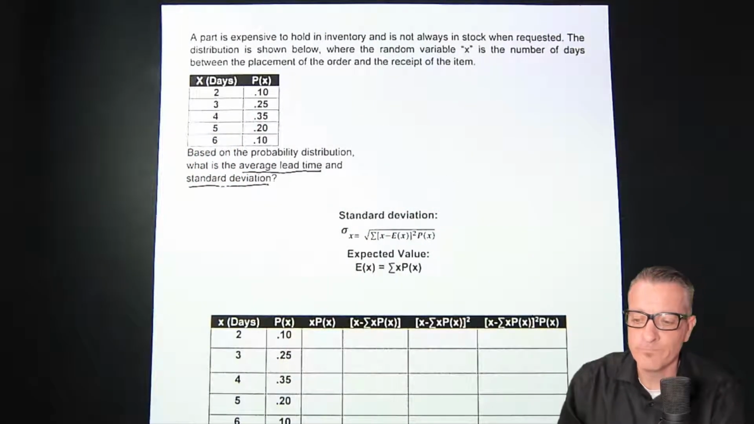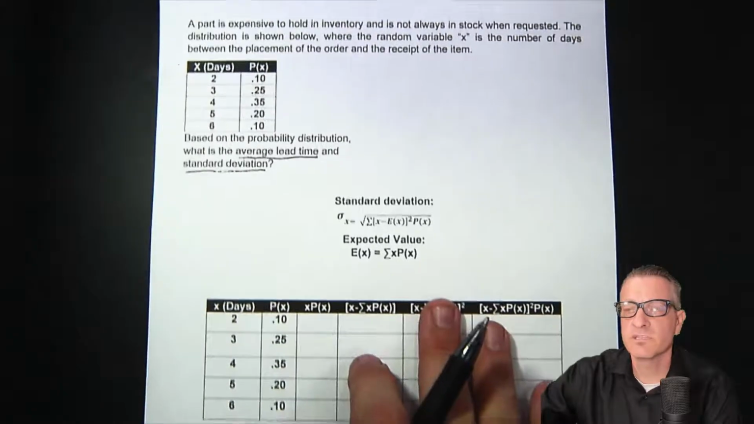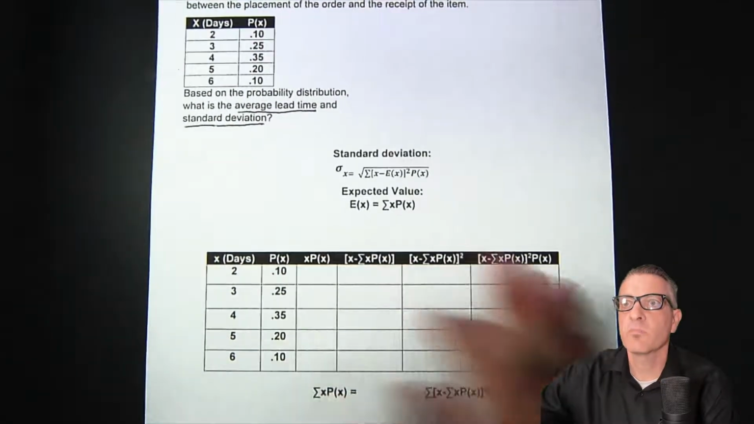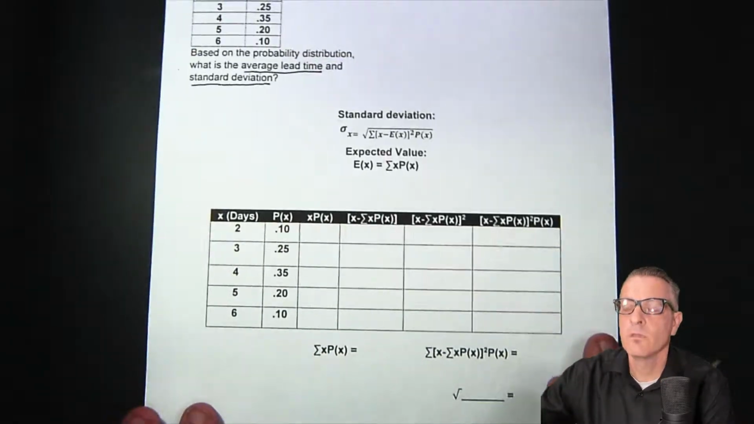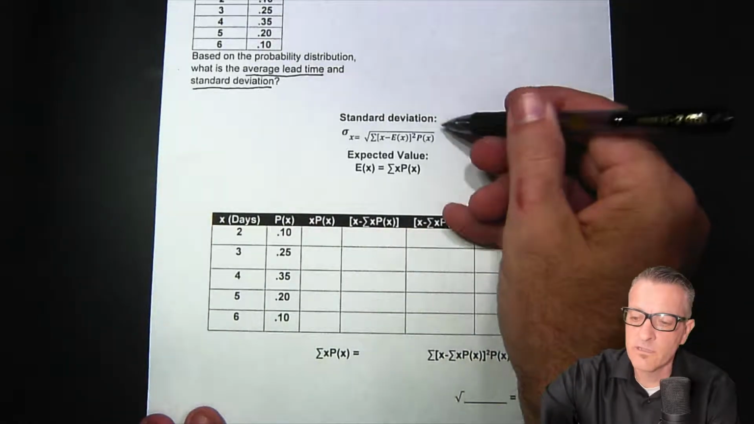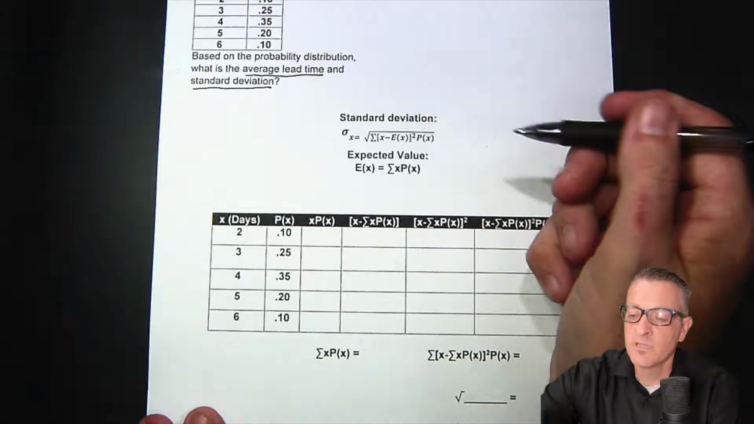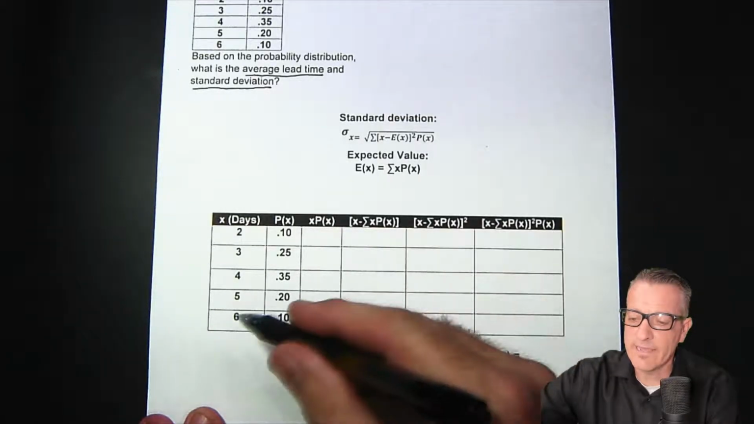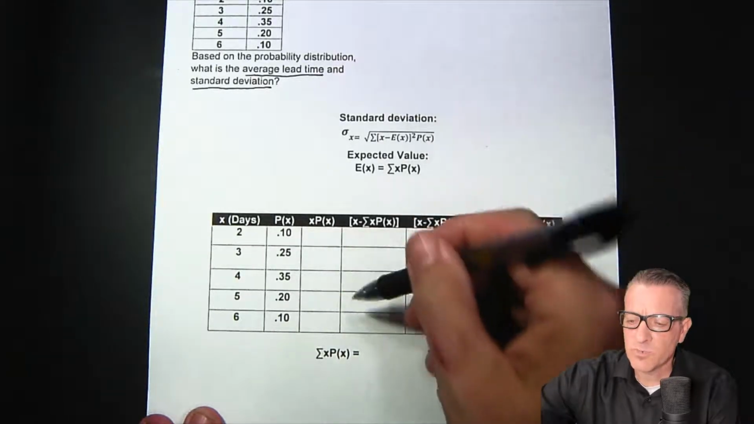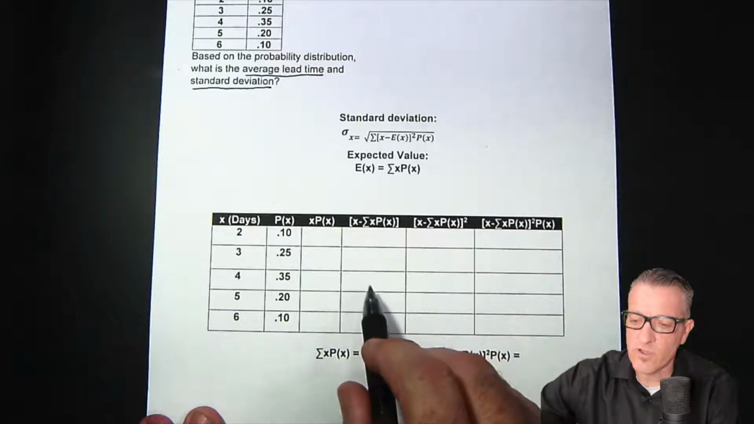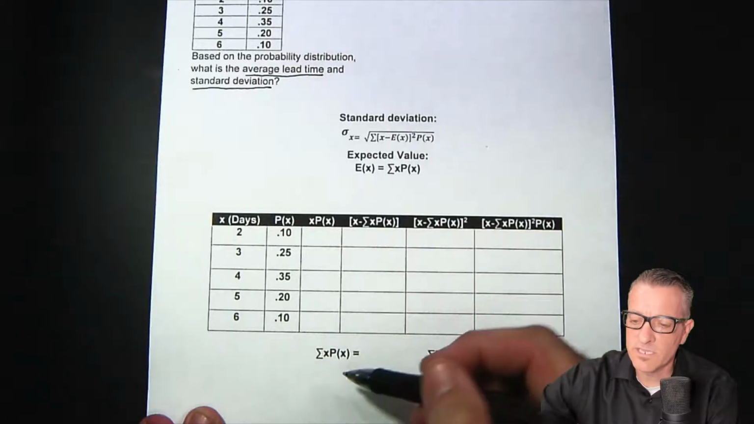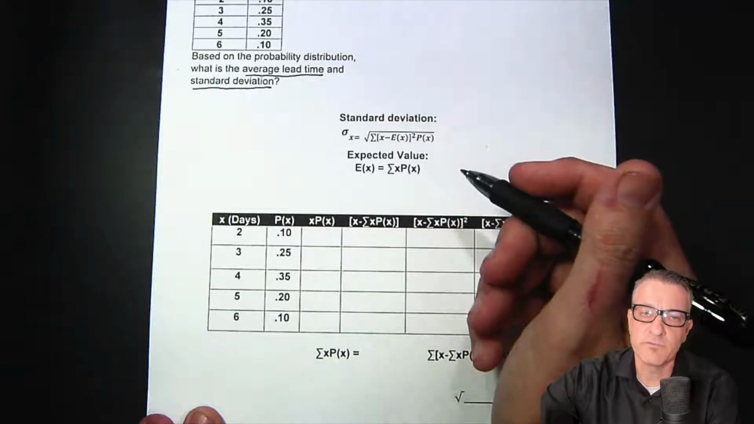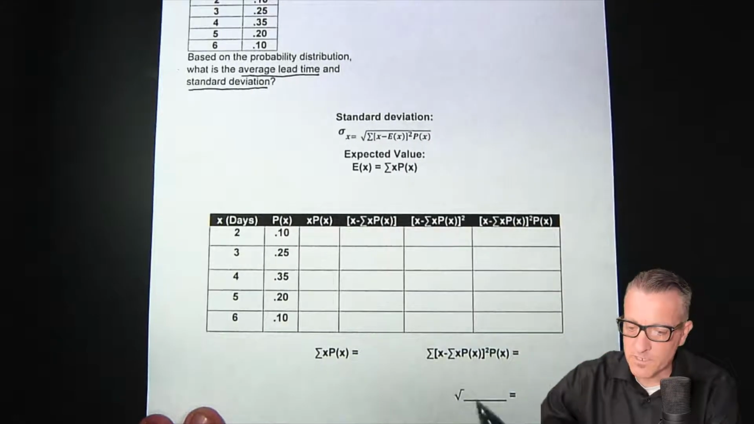So what we do is we use these formulas. I'm scooting up the paper. We use these formulas right here to find our answers. So the expected value answer we'll find as we're filling out this table. And then as we move on past this fourth column, we use the expected value to find our standard deviation. Okay, so we'll get started.